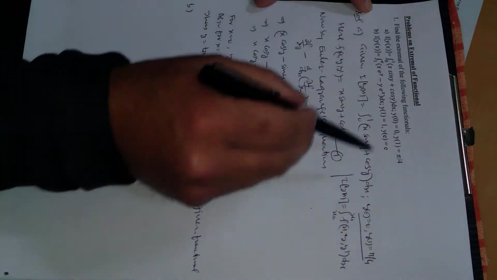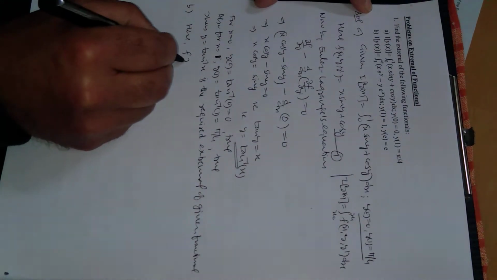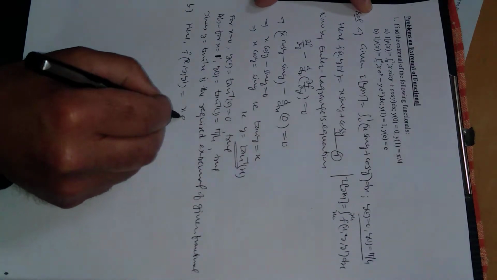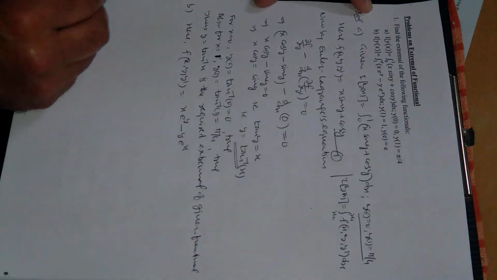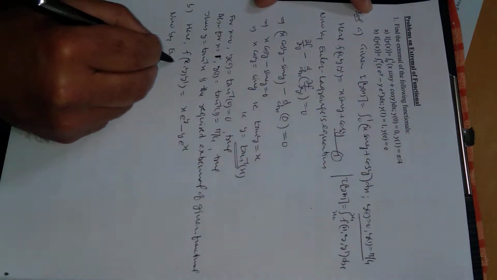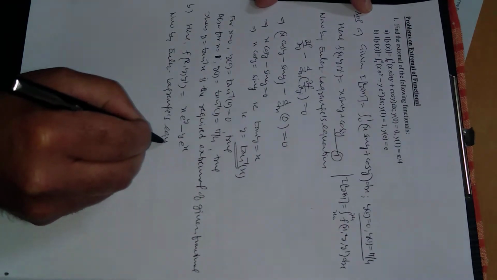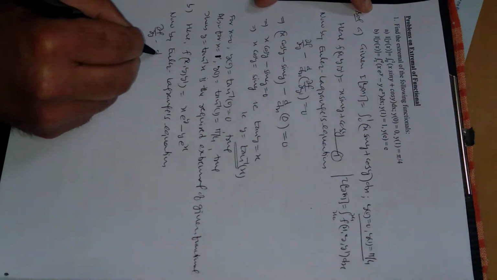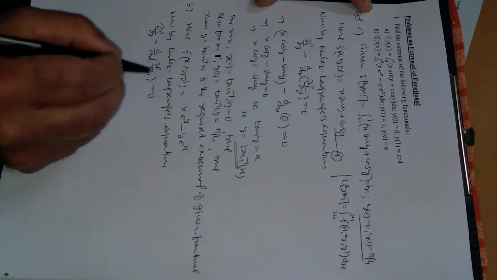Now compare this with this one. Here f of x, y, y dash, this time it is given to be x e raised to power y minus y e raised to power x, right? Now by Euler-Lagrange's equation, the partial derivative of f with respect to y minus d upon dx of the partial derivative of f with respect to y dash will be equal to 0.